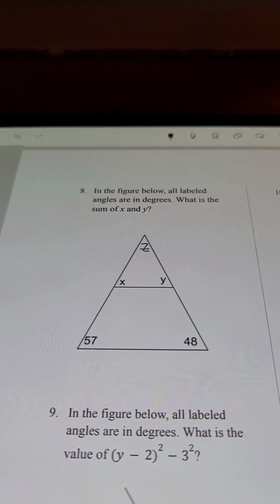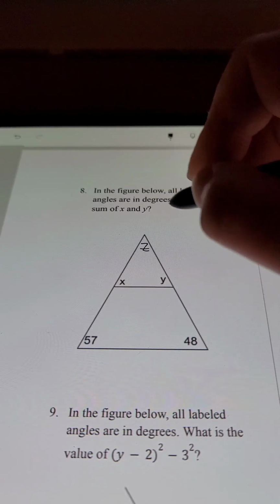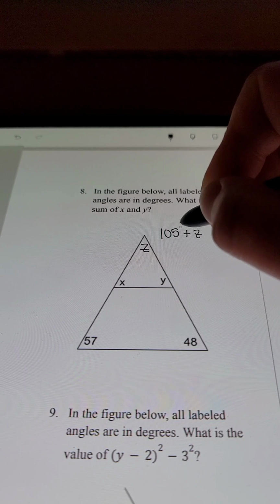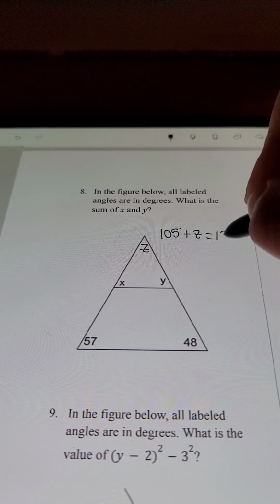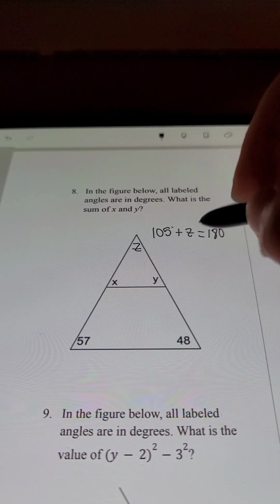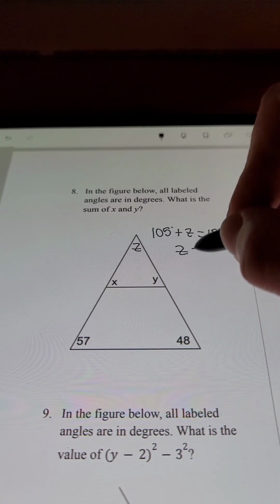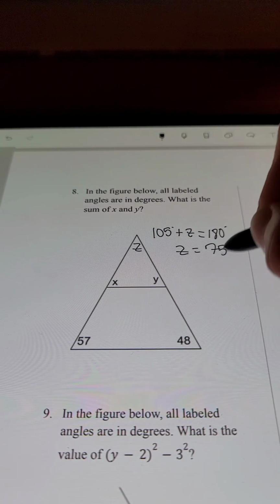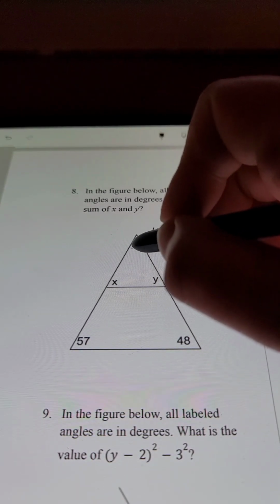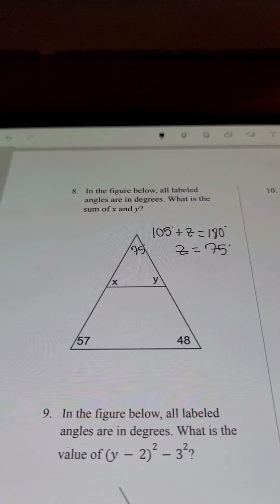So 57 plus 48, that's going to be 105 degrees. So 105 plus z, 105 degrees plus z has to equal 180 degrees. So now let's get z by itself to solve for it. I'm going to subtract 105 from each side to get z by itself, and I get z is equal to 75 degrees. So now I'm going to label that in my drawing right here, 75 degrees.